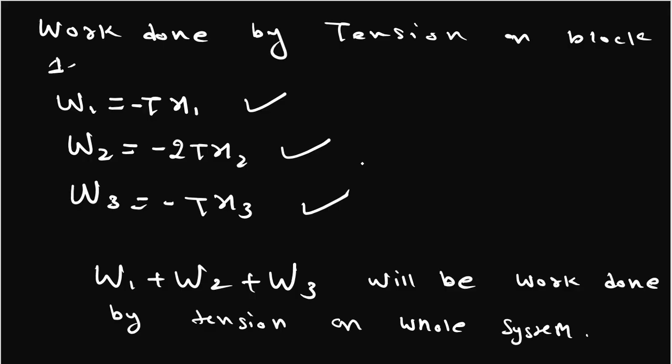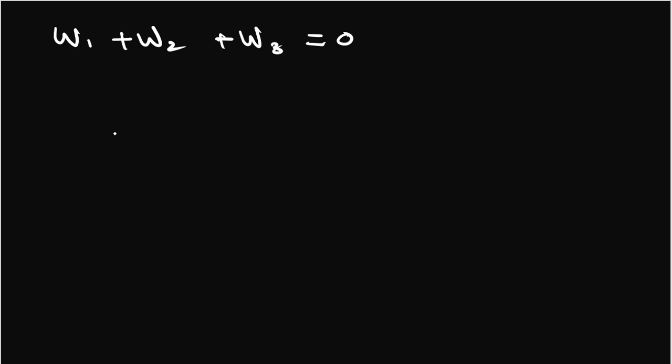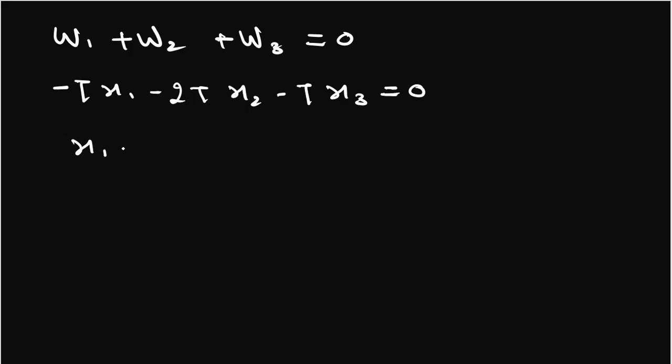So now we put W1 plus W2 plus W3 equal to 0. Remember the values: W1, W2, W3 are minus Tx1, minus 2Tx2, minus Tx3. So minus Tx1 minus 2Tx2 minus Tx3 is equal to 0. Here we can take T and the minus sign common, so we get x1 plus 2x2 plus x3 is equal to 0.